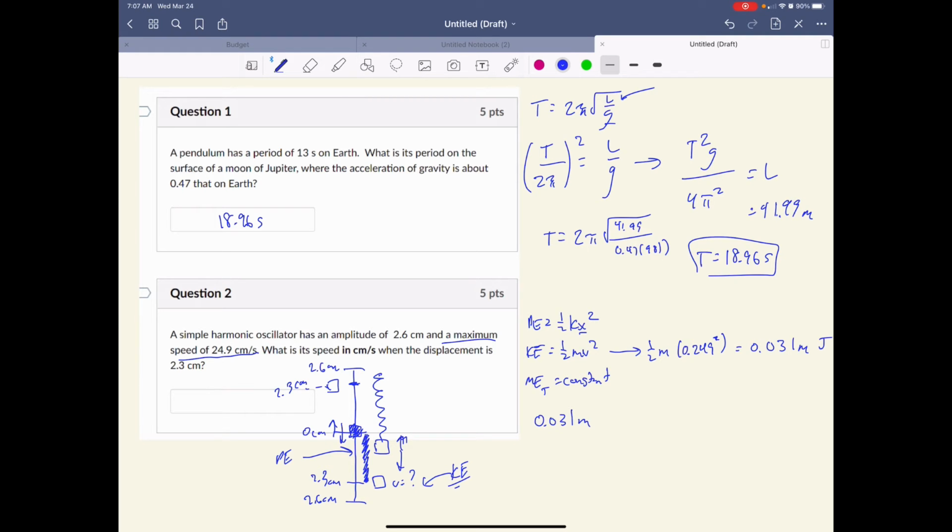So what I'm trying to say is that the entire energy of the system has to remain constant. If you could figure out the potential energy of the spring now that you've stretched it out 0.23 centimeters, and whatever's left over has to be your kinetic energy at that point, which means you can solve for the velocity.